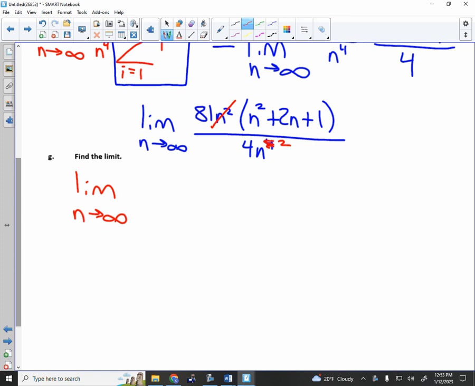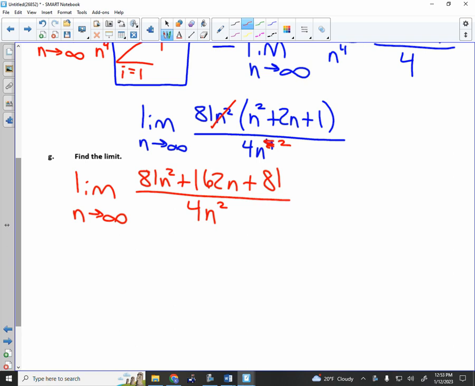So what do you get in the top? 81n squared, 162n, plus 81. So I'm taking the 81 times each of those. All over 4n squared. Now, we learned this before.